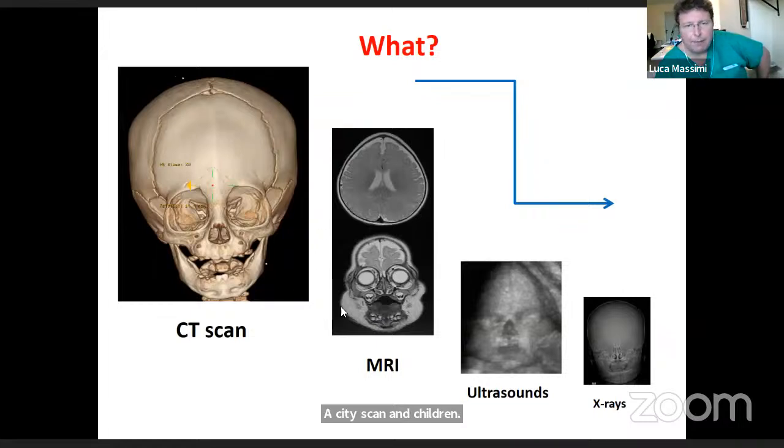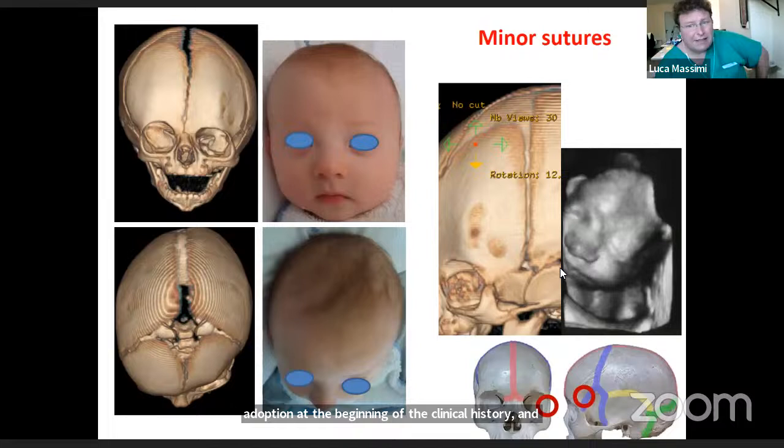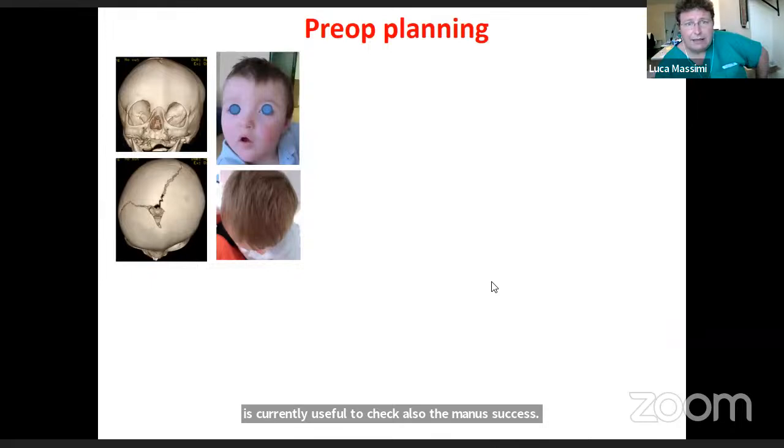We perform, of course, also preoperative neuroimaging, especially CT scan, and in children with some findings to be checked at CT scan, also MRI. Less frequently the ultrasounds, mainly to rule out some doubtful diagnosis at the beginning of the clinical history, and almost never the X-rays. The CT scan is, of course, useful to check also the minor sutures, such as you can see here, the frontosphenoidal synostosis, and it's useful especially for the preoperative planning.